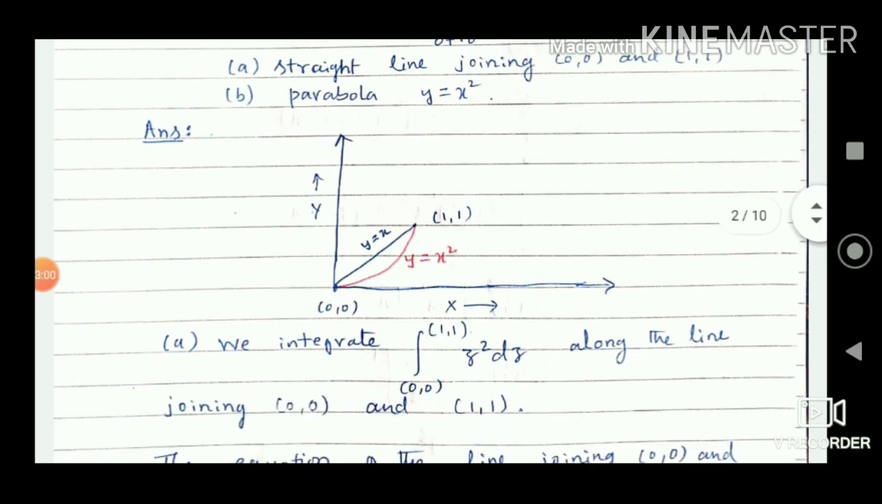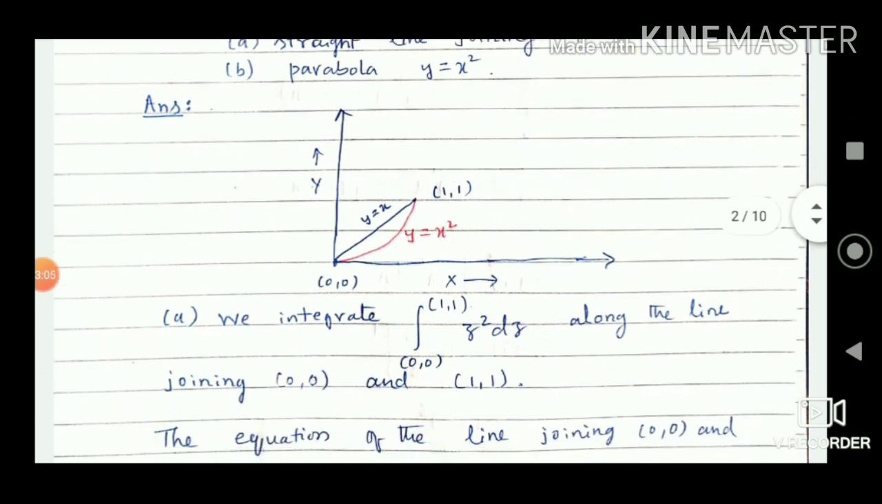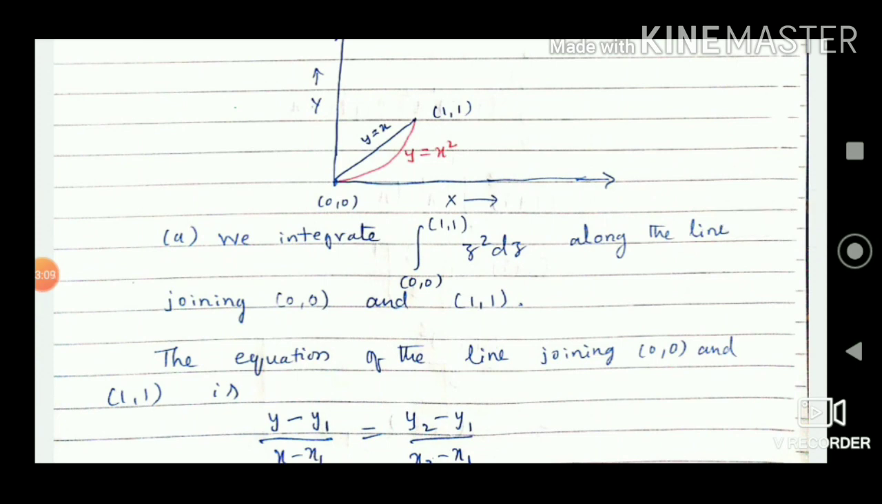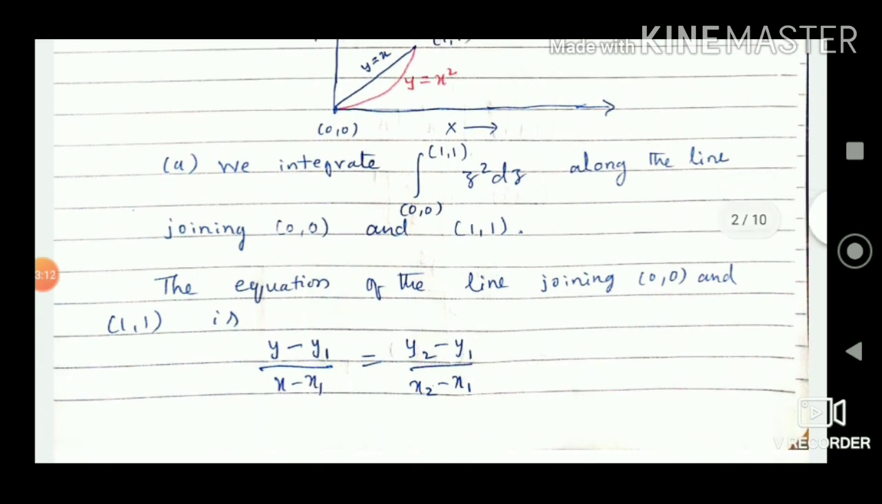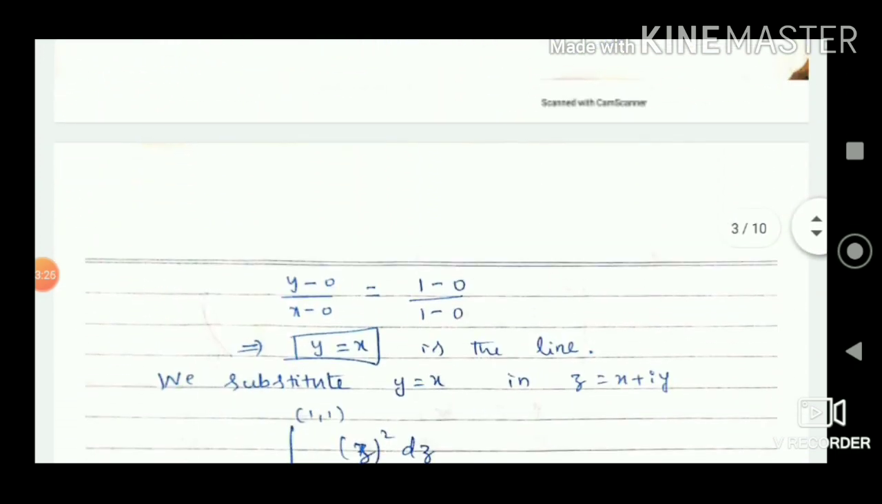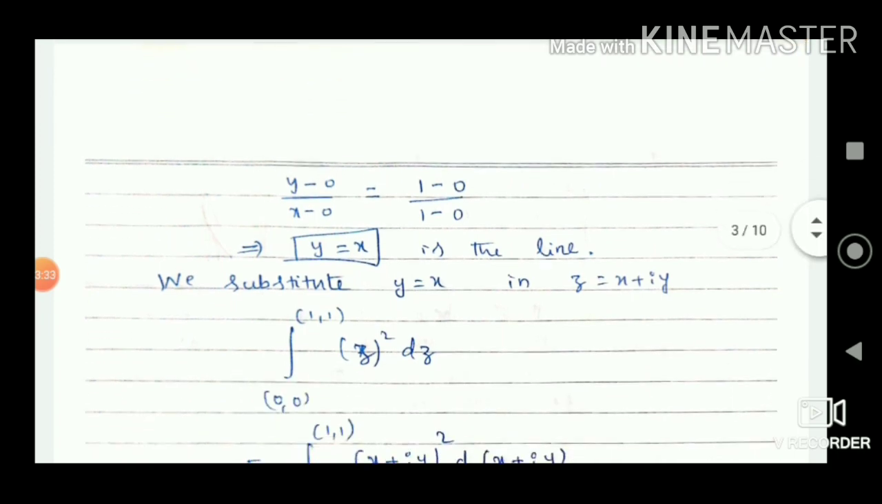Now let's start with the first integration. I am going to integrate over the straight line joining 0 0 and 1 1. So the first thing is, what is the equation of the straight line joining 0 0 and 1 1, that we have to find. We use the standard formula, that is y minus y1 by x minus x1 is equal to y2 minus y1 by x2 minus x1, to find the equation of the line joining 2 points in a plane. So it leads to y equal to x, the equation of the line joining 0 0 and 1 1.